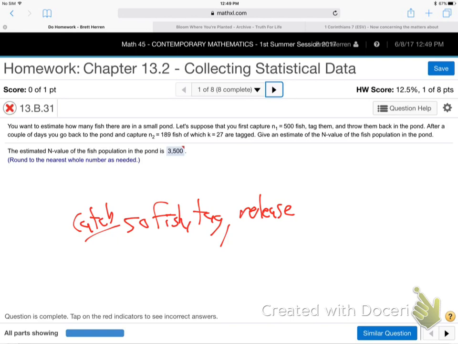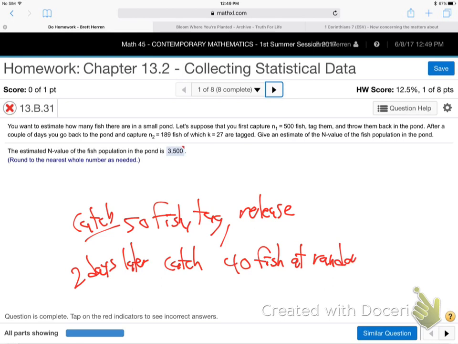It's like polling. It's like sampling. Two days later, let's say you catch, I don't know, 40 fish at random. You just stick down the net and pull up 40. You look at them.